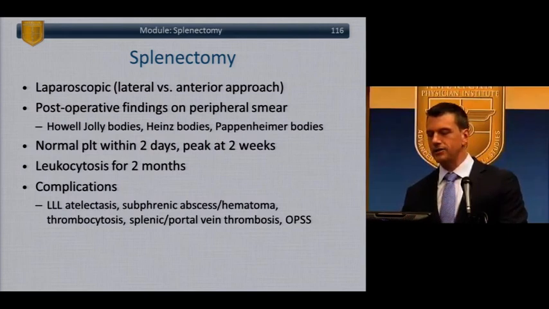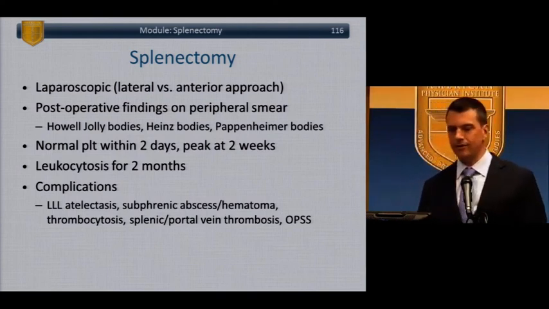Platelet count should normalize within about 2 days after splenectomy and should peak at about 2 weeks. Remember, it's common to have a leukocytosis after splenectomy, so a white blood cell count in the 14-15 range is pretty common for a couple weeks and doesn't mean that there's an abscess or other things necessarily.